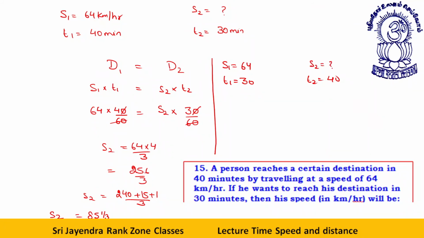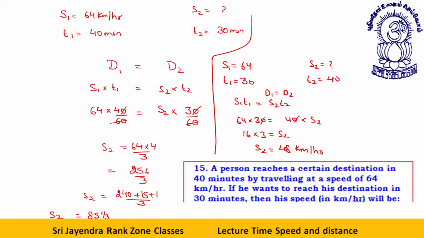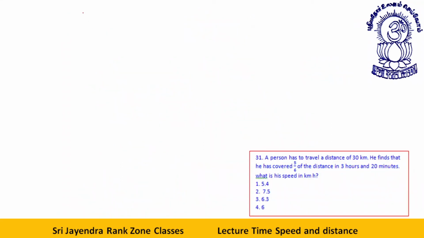In that case, I write D1 is equal to D2, so S1 T1 is equal to S2 T2. Then 64 into 30 is equal to 40 into S2. 0 and 0 cancel. 4 into 4 is 16, into 3 is equal to S2. Then S2 would have come out to be 48 kilometer per hour. Whatever it is, in both the cases, I have solved the question for you. Okay, dear students, let's move to the next one.